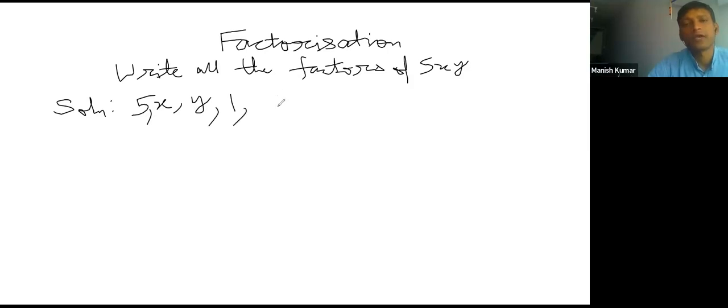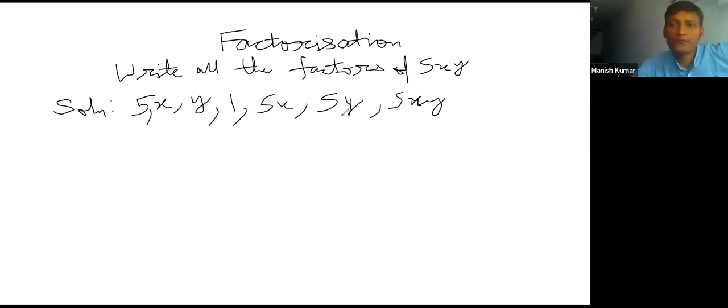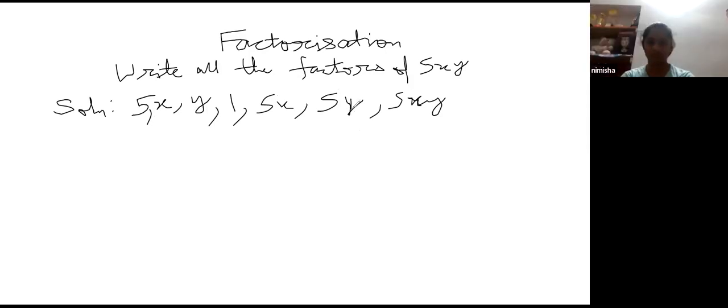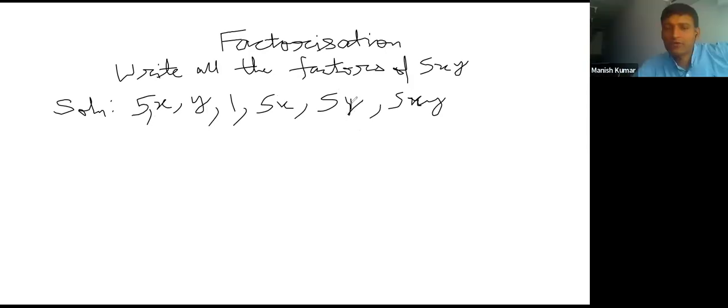Yes. Then 5x is also a factor. 5y is also a factor. 5xy is also a factor. 5 by 5 also we can get 5xy, isn't it? Yes. x multiplied by something will be 5xy. 1 multiplied by something will be 5xy. 5x multiplied by y will be 5xy. 5y multiplied by x will be 5xy. 5xy multiplied by 1 will be 5xy.